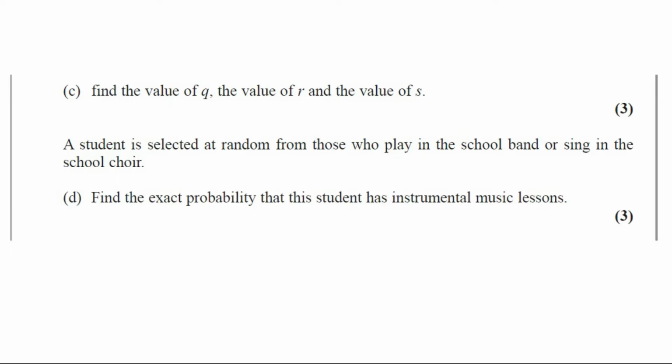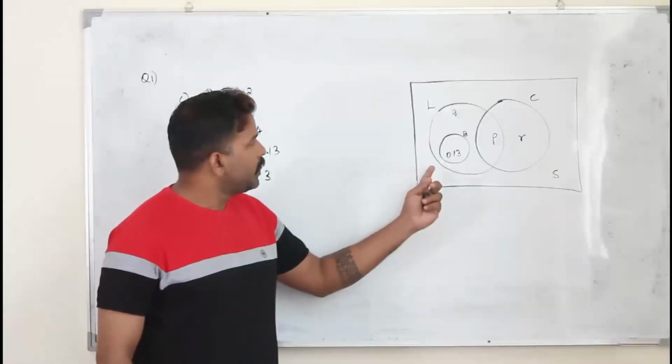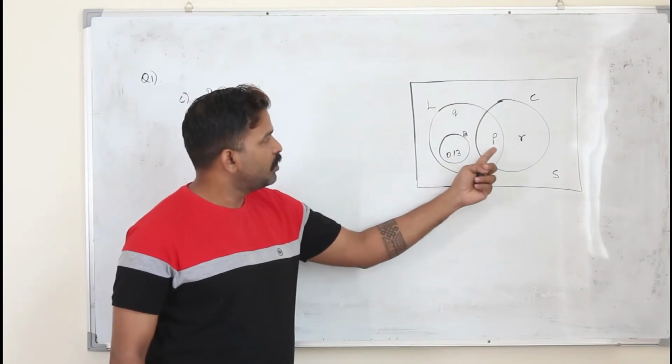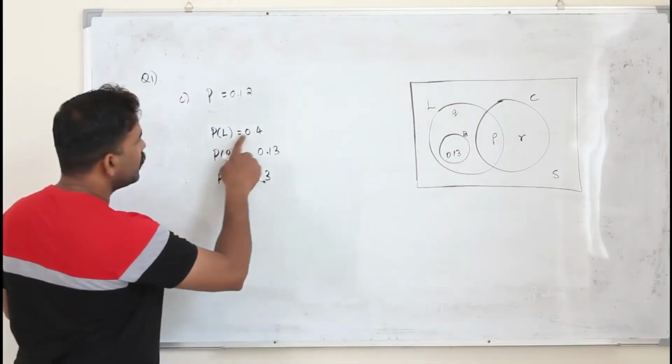Part C, find the value of Q, the value of R, and the value of S. This question carries 3 marks. Okay, look at the Venn diagram. P of L is this whole thing, the addition of 0.13, P, plus Q. But we know P of L is 0.4.